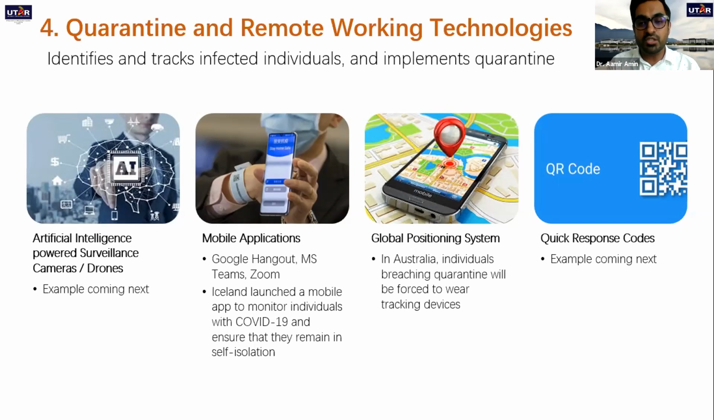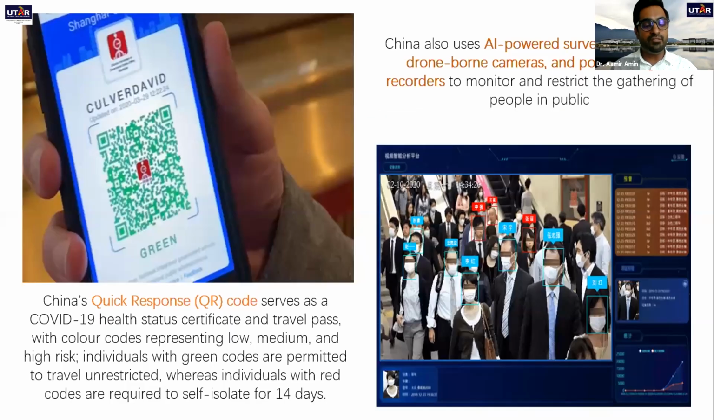So again, the next technology was QR code, the quick response codes. Again, I'll give you the example now. For example, in China, the QR codes serve as COVID-19 health status certificate. Now this will come in the future. You will see that, for example, if I'm not mistaken, in California, they've already issued digital passports. If you have a vaccination, if you're green, that means you don't have any symptoms of COVID or you're not infected, you are permitted to travel.